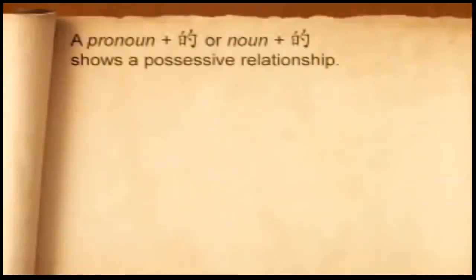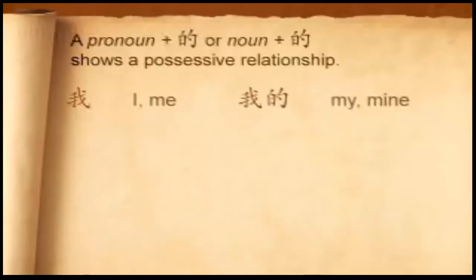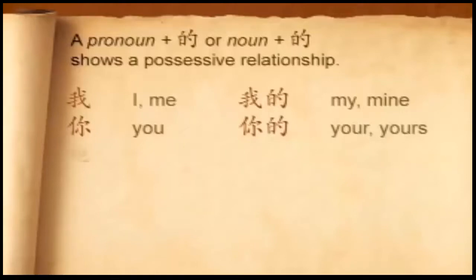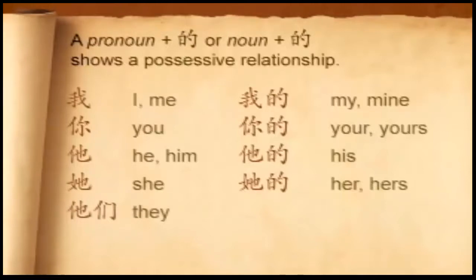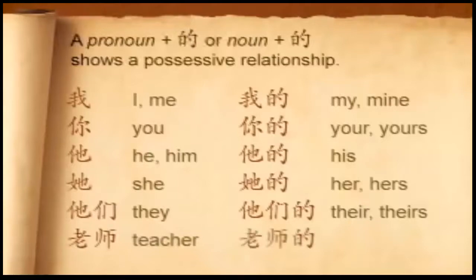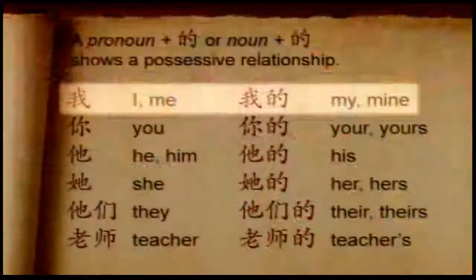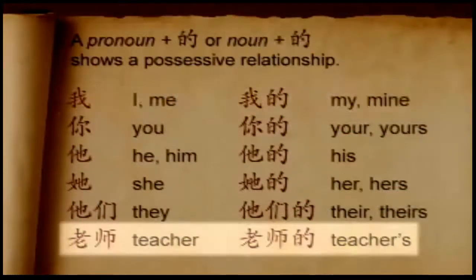Here's a chart to give you a better understanding of how the forms a possessive and what it means. For example, 我 meaning I or me becomes 我的 my or mine. 你 meaning you becomes 你的 your or yours. 他 meaning he or him becomes 他的 his. 她 meaning she or her becomes 她的 her or hers. 他们 meaning they becomes 他们的 their or theirs. And 老师 meaning teacher becomes 老师的 teachers. In today's dialogue, 的 is used to form the possessive pronoun 我的 mine and the possessive noun 老师的 teachers.